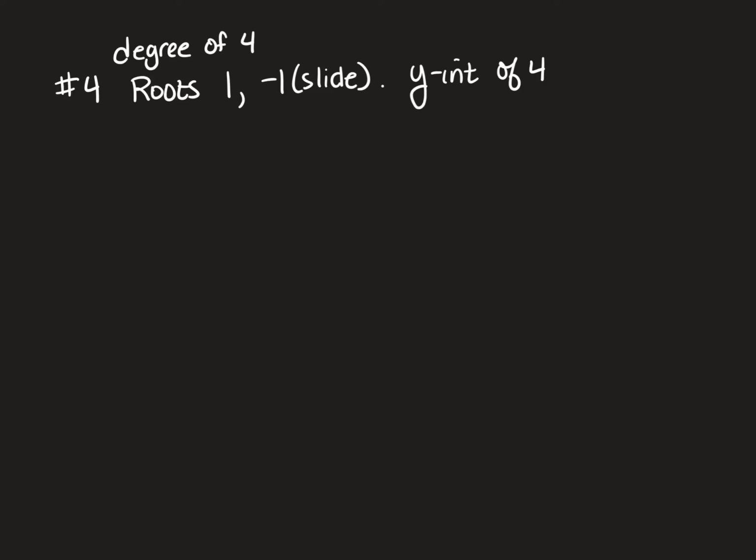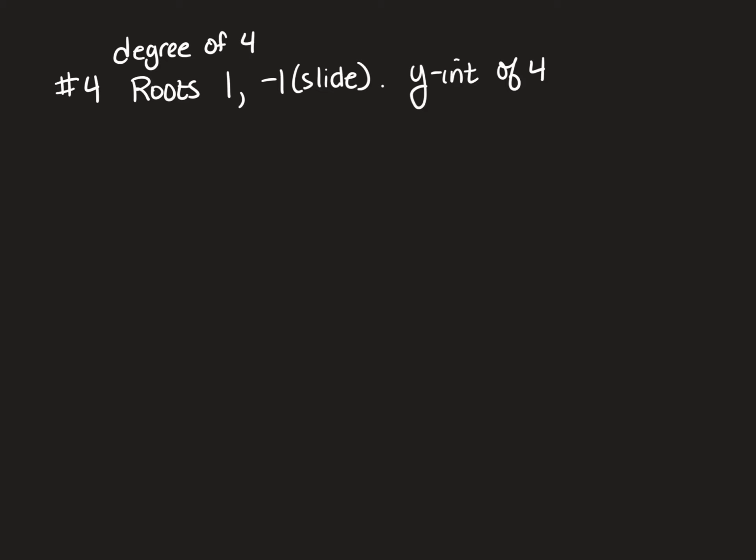Okay, last problem in this form has you writing the equation of the polynomial that has a degree of 4. It has only two roots, 1 and -1, but there's a slide at -1, which is important to note. And then we have it passing through a y-intercept of 4. So there's a lot of information here. Let's go ahead and start organizing it.